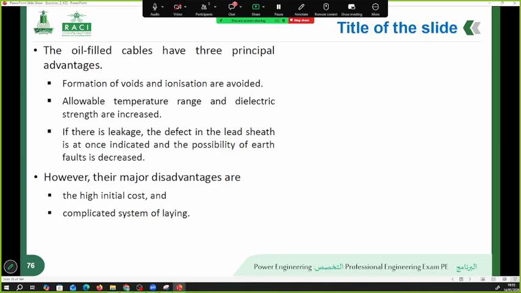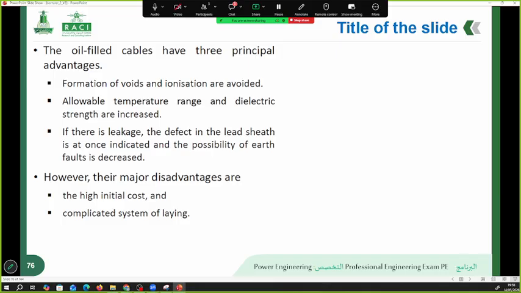Okay, this slide outlines the primary advantages and disadvantages of oil field cables. The main advantages of these cables are directly related to their use of pressurized oil. First, the high pressure oil successfully avoids the formation of voids and ionization within the cable's insulation, which are major causes of cable failures. So this allows the cable to operate with a higher dielectric strength and over a wider temperature range.